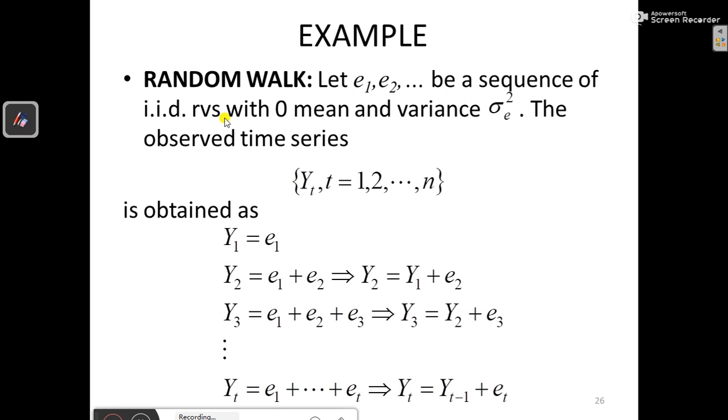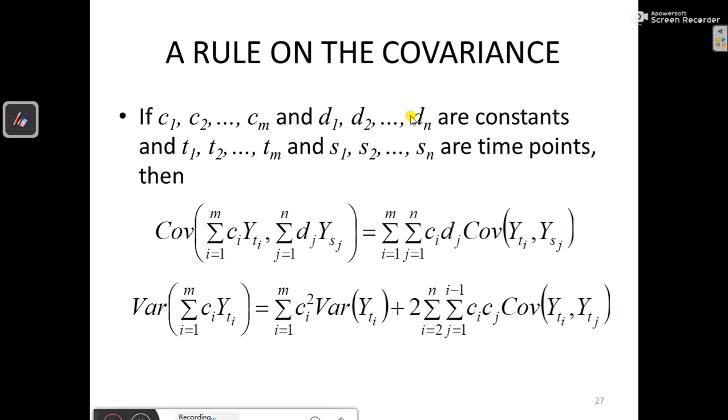The e's are a sequence of random variables with zero mean and variance sigma squared. A rule on the covariance is that if c1, c2, cm and d1, d2, dn are constants, and t1, t2, tm and s1, s2, sn are time points respectively, then for this part t1, t2, tm are the time points, and for this part these are the time points, but these are the constants. The values are different, but with respect to those times.